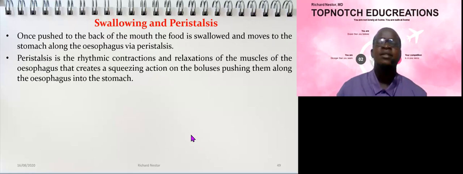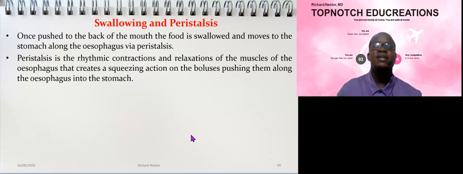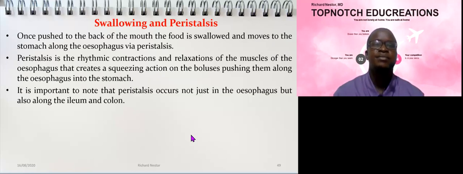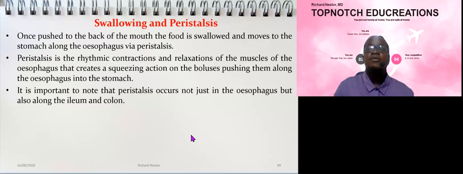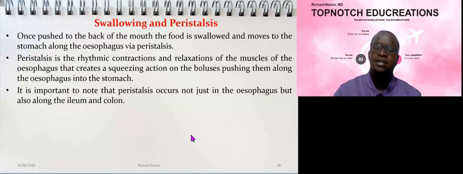So peristalsis: the rhythmic contractions and relaxations of the muscles of the esophagus that create a squeezing action on the boluses, pushing them along the esophagus into the stomach. And while students tend to think that peristalsis occurs in the esophagus only, note that it occurs in the esophagus, and it even occurs in other parts of the digestive system, along the ileum, along the colon. Peristalsis occurs in all these areas.